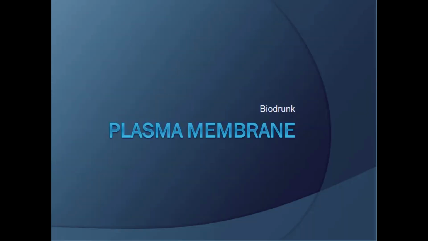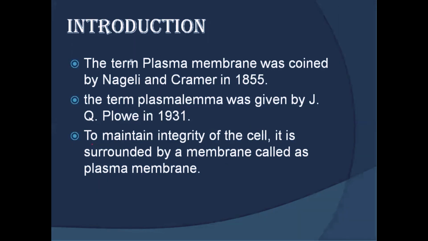Let's start our video with a very important structure in the cell, that is the plasma membrane. Let us know each and everything about the plasma membrane in detail. The term plasma membrane was coined by Nageli and Cramer in 1855, and the term plasmalemma was given by J.Q. Pauli in 1931. Now, why does the cell need a plasma membrane?